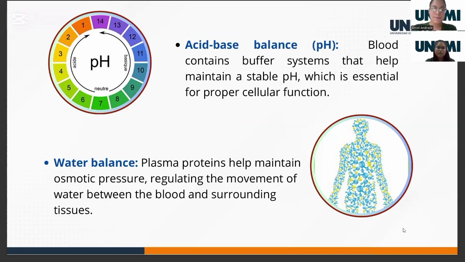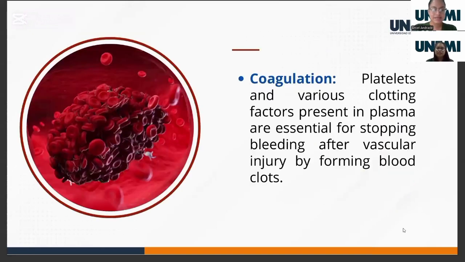Fluid balance: plasma proteins help maintain osmotic pressure, regulating the movement of water between the blood and surrounding tissues. Coagulation: platelets and various clotting factors present in plasma are essential for stopping bleeding after vascular injury by forming blood clots.